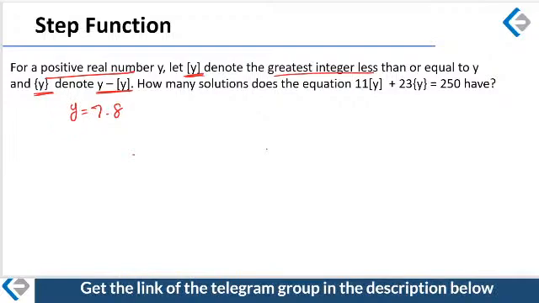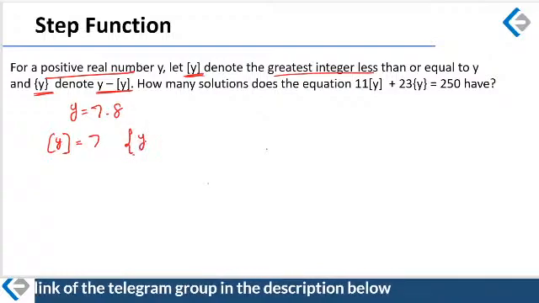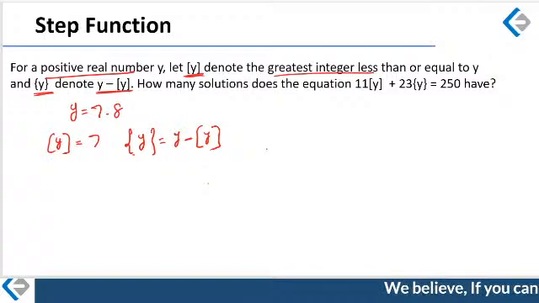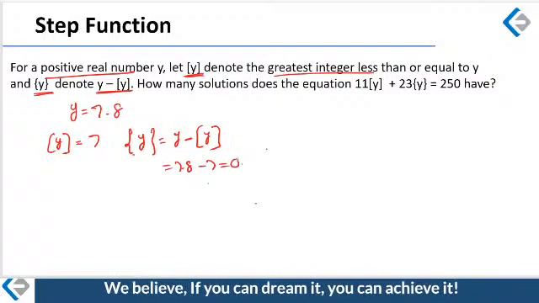The y is equal to 7.8. What is the greatest integral value of this? The greatest integer value of this is 7. Okay, what is this flower bracket here? The flower bracket is y minus the greatest integer value. So that is nothing but 7.8 minus 7, that is 0.8.